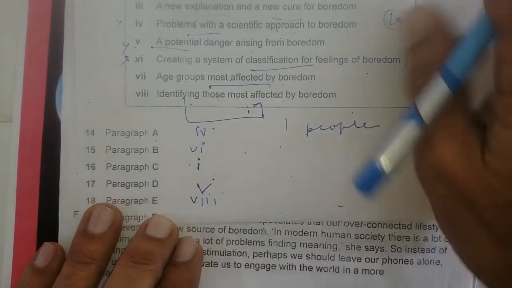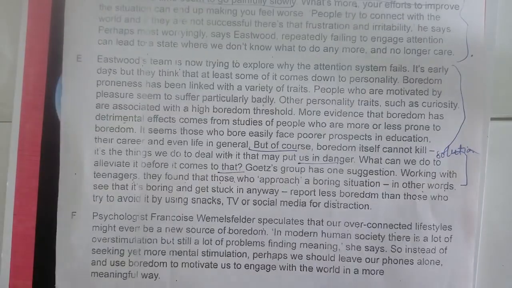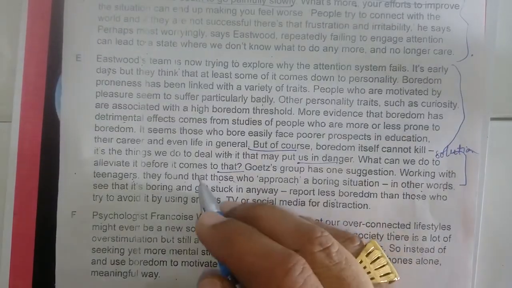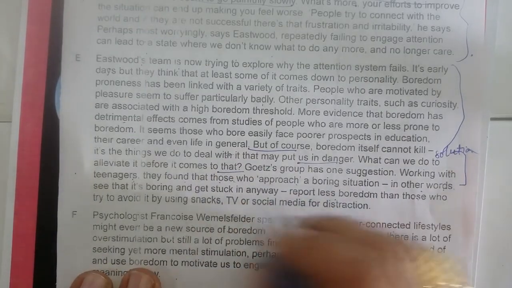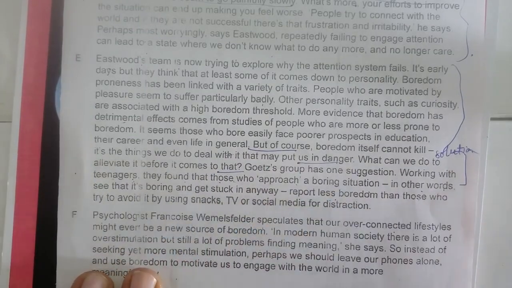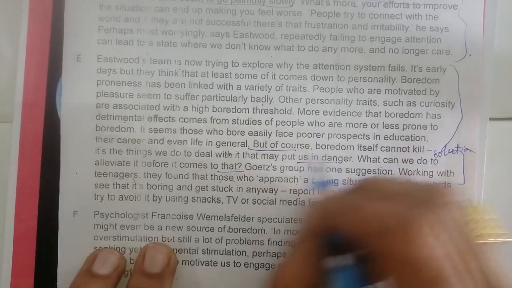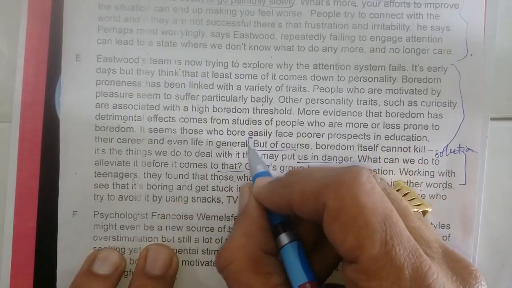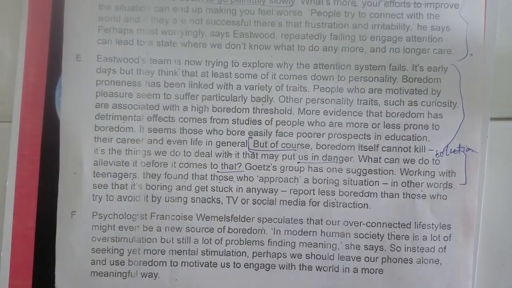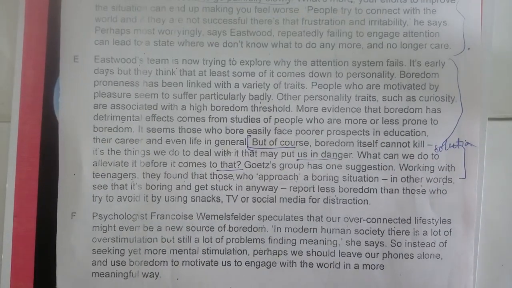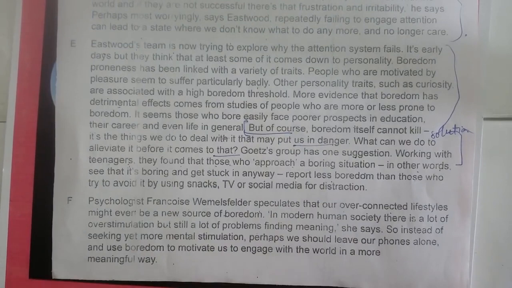Where it is written, identifying those most affected by boredom, you can check that working with teenagers, they found that those who approach a boring situation report less boredom than those who avoid it, right? So the guest group has one suggestion, that we have to work with teenagers, because boredom itself cannot kill, and again the situation starts from the linker "but". So in this passage you can check one thing, that "but" is used in every para, right?